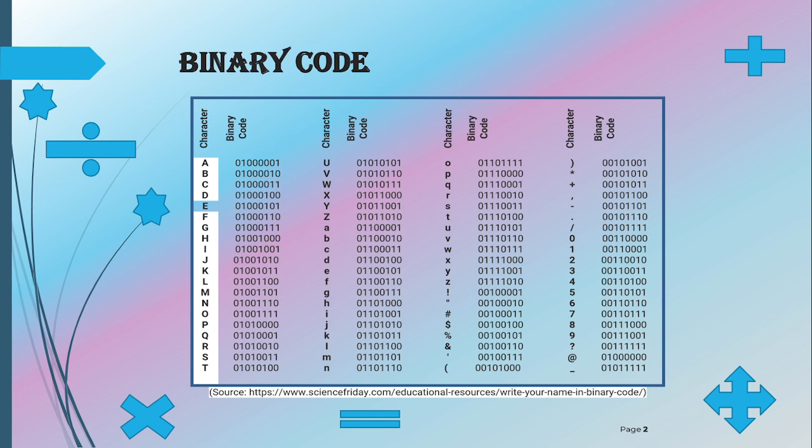In this table, it shows an 8-bit binary code sequence using the UTF-8 binary code. As you can see, we have the column for the character and the corresponding binary code. You can see we have the letters, numbers, symbols, and others.